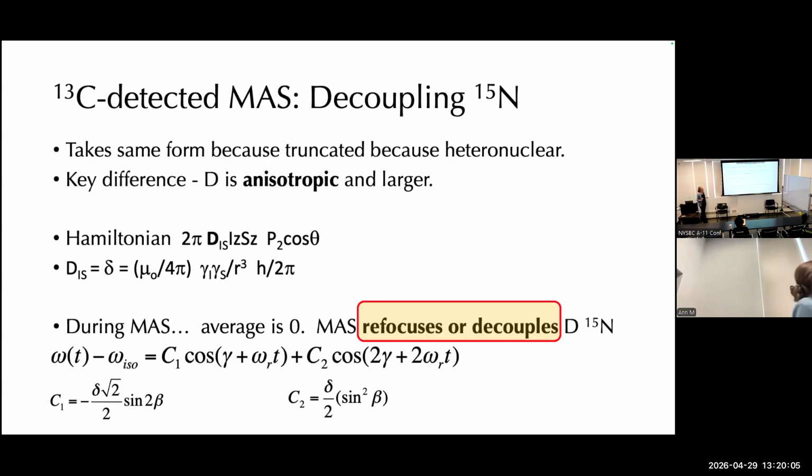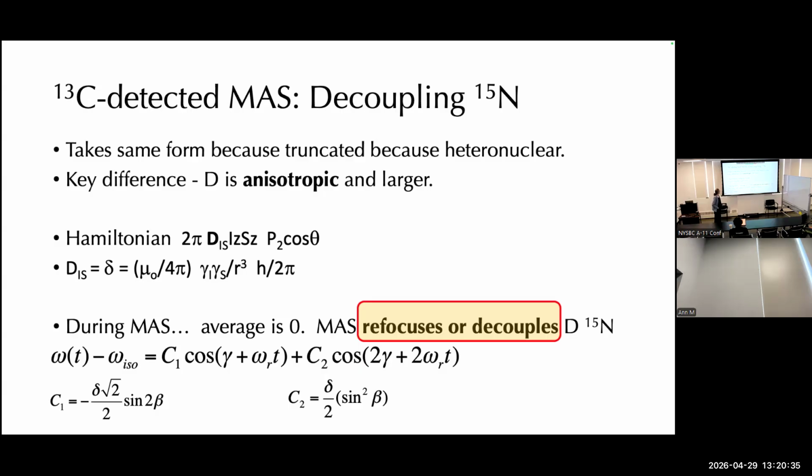So we're going to have a similar Hamiltonian, ICSC type Hamiltonian in the first instance. When we put those terms back in, it would be homonuclear, okay? So it takes the same form because it's truncated, because it's heteronuclear. But the key difference is that the dipole coupling is orientation dependent and much larger.